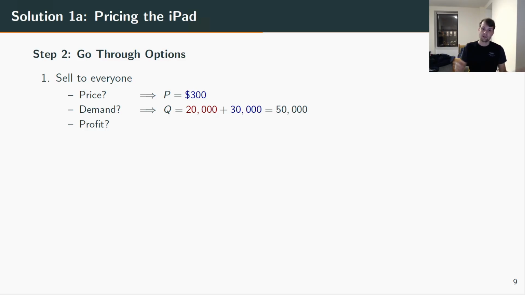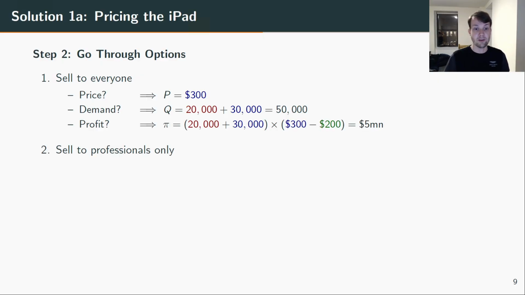Everyone's going to buy: 20,000 professionals, 30,000 students, 50,000 in total. Profit? Well, we sell 50,000 units, 20,000 plus 30,000, and we're going to make $300 minus the marginal cost of 200 on each unit. That's 5 million.